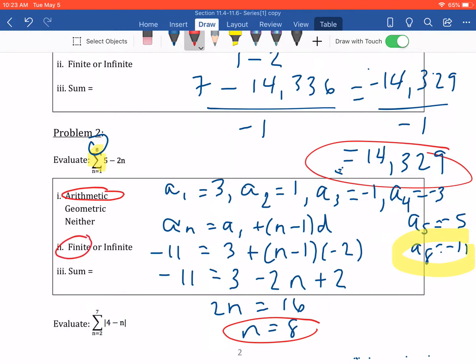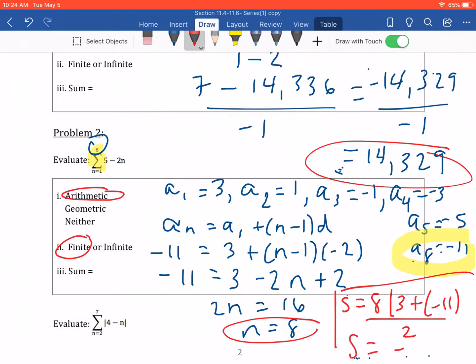Once we get that n, we can then go ahead and put it into our sum. And so now that we know our n, we can go S equals 8 times 3 plus a negative 11 all over 2. And so when we simplify that, we find out S equals a negative 32. And so those are 2 different types of problems that you're going to see on this worksheet.